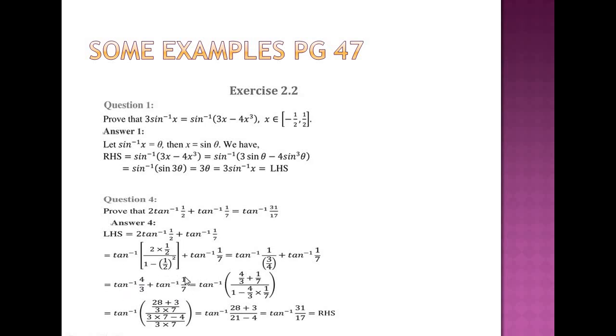Now we are supposed to use the formula of tan inverse of x plus tan inverse of y. What is the formula of tan inverse of x plus tan inverse of y? Tan inverse of x plus y upon 1 minus xy. So your x is 4 by 3 and your y is 1 by 7. Put here, solve, you will get the answer over here. 28 plus 3 is 31, 21 minus 4 is 17. That is your RHS. Okay.